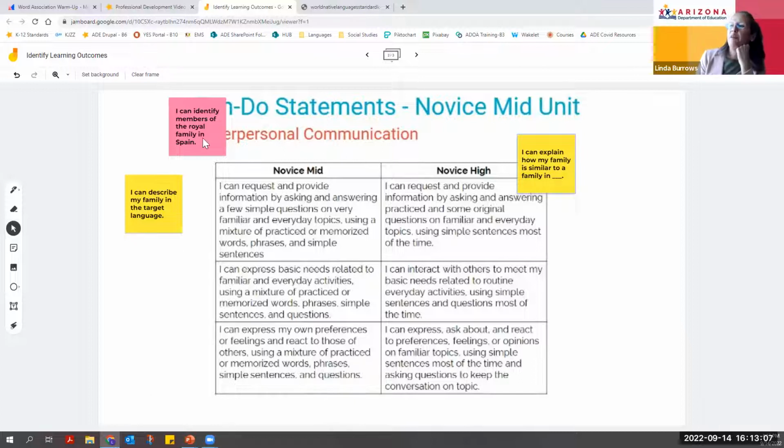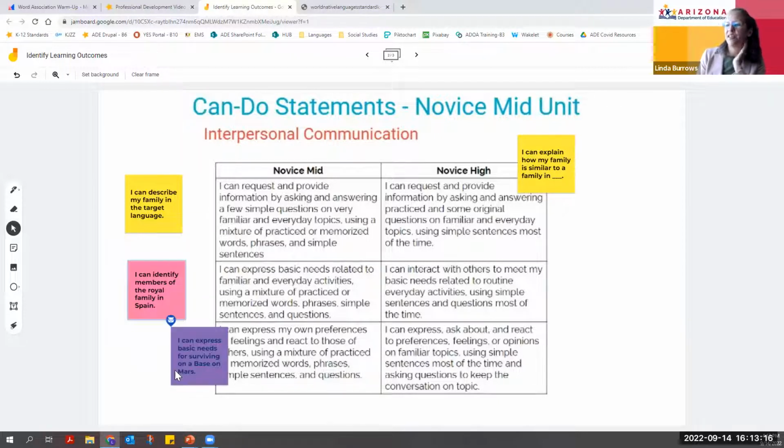Oh, good. I can identify members of the royal family in Spain. There you go. I can express basic needs for surviving on a base on Mars. I love that. That's fantastic. And you're talking STEM, all that science stuff.